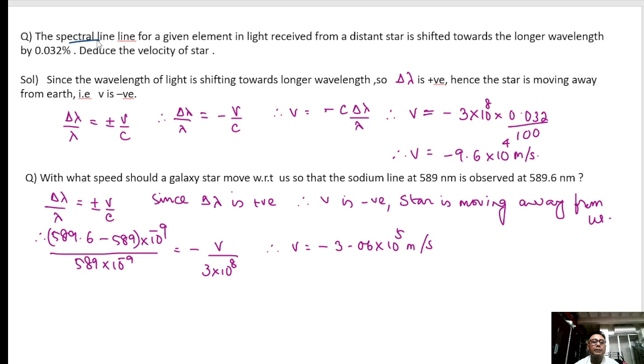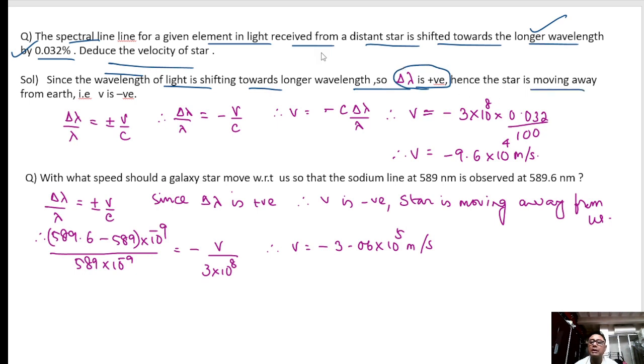Next, the spectral line for a given element in the light received from a distant star is shifted towards the longer wavelength by 0.032%. Deduce the velocity of the star. Please watch one thing: shifted towards the longer wavelength means the wavelength is increased, so this is taken as positive. So the star is moving away, and V is taken as negative using this formula.